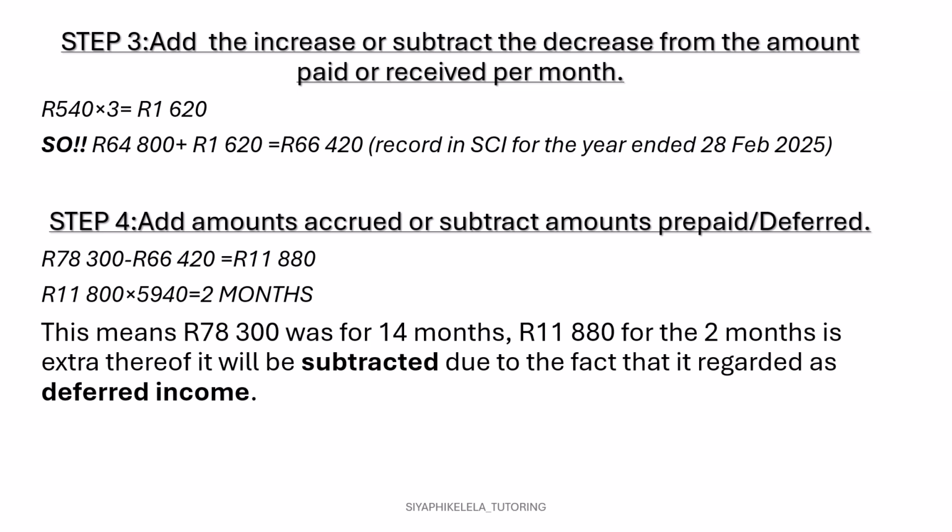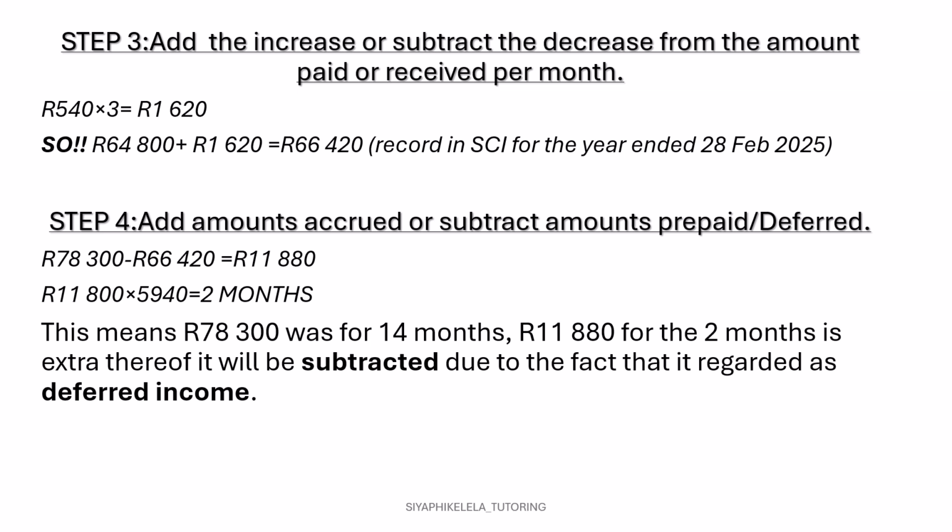If we subtract this 66,420 from this 78,300, you will get 11,880. This 11,880 is for 2 months. How did we determine that? We said 11,880 divided by 5,940, which is the rent per month plus the increment of 540, and you will get 2, which simply means this 78,300 is the amount for 14 months.